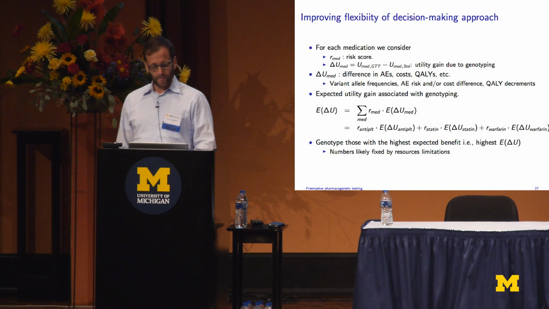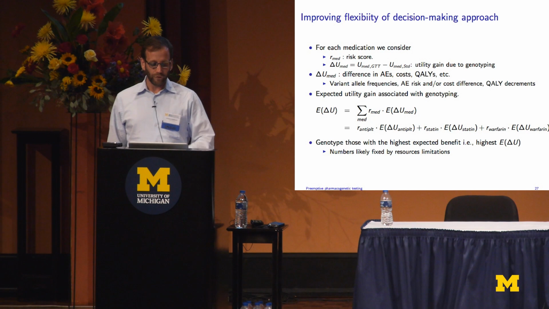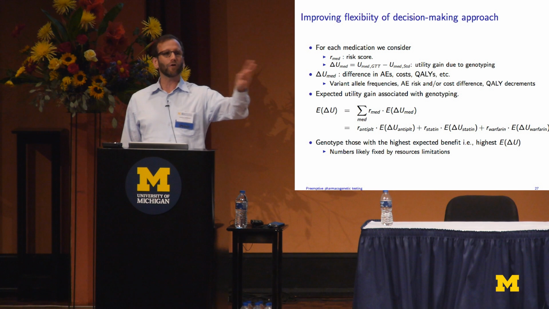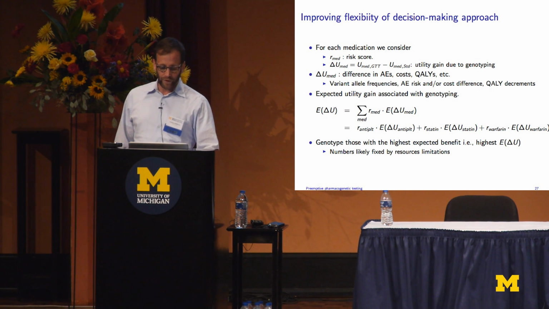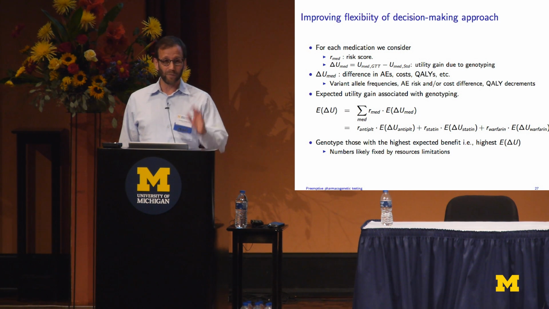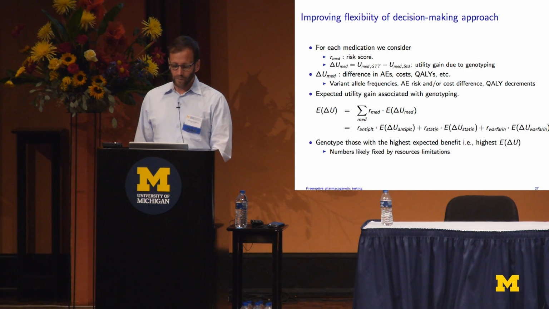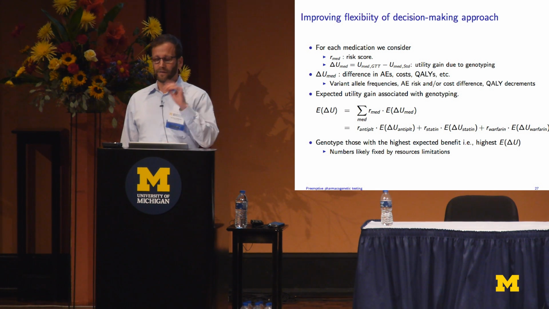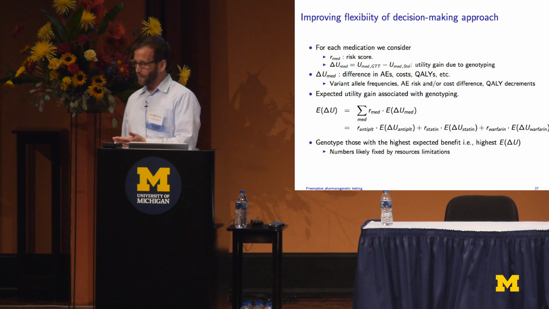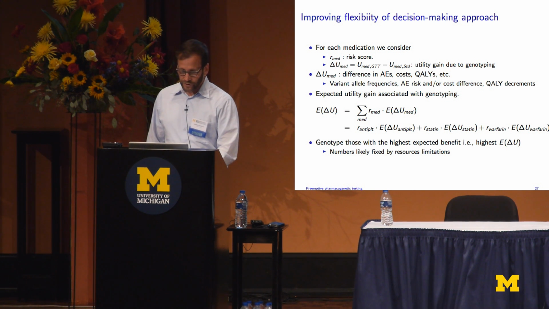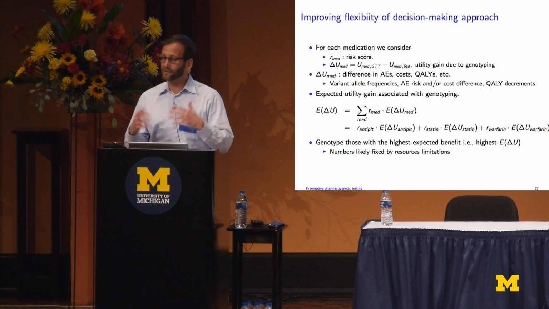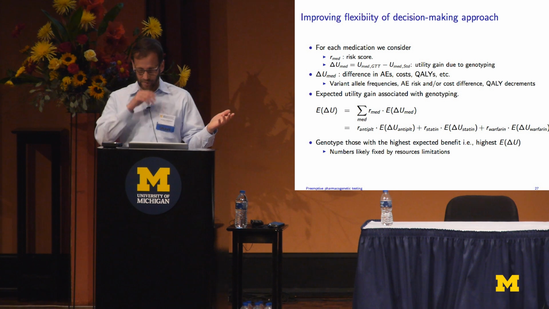If we sum across all different sorts of medications, we can get the expected utility gain for a person across all medications. So if we sum the risk of getting put on a medication times the expected benefit associated with having been genotyped for that medication, and we sum across all medications, we can get the expected benefit of genotyping that person. And so this will inform our decision-making process. We would like to genotype the people who are most likely to have the highest expected benefit. That's the approach that we would like to take.